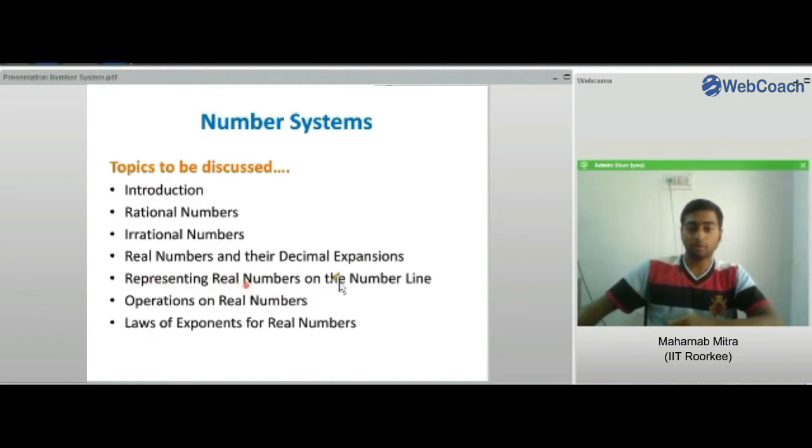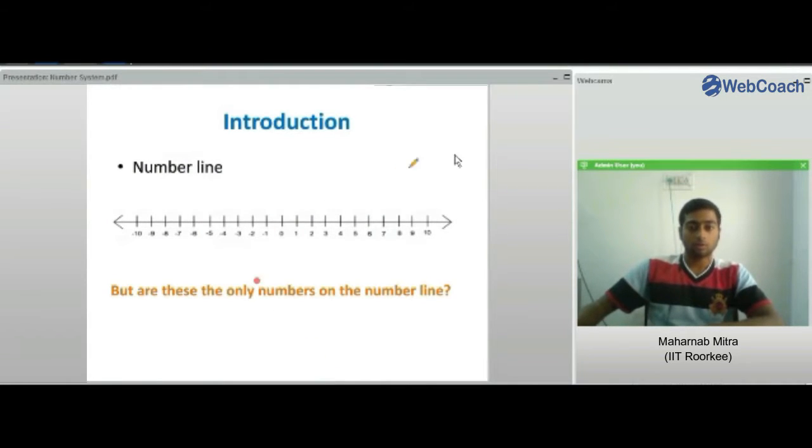And then we'll talk about representing real numbers on the number line, then operations on real numbers, and then finally laws of exponents for real numbers. So let's start off with our first topic in the list, introduction. So let's have an introduction to the number line.